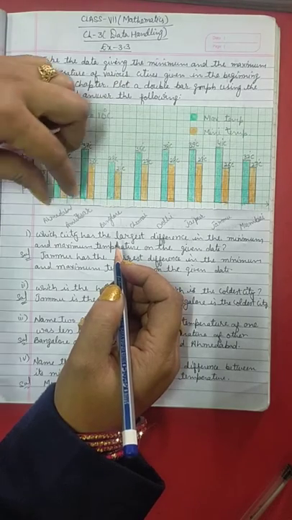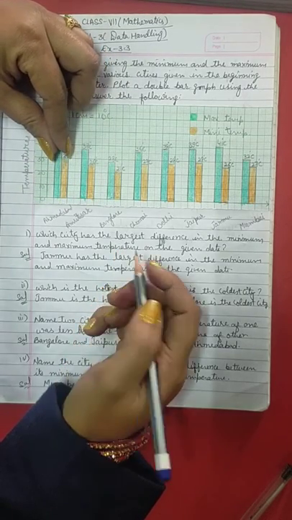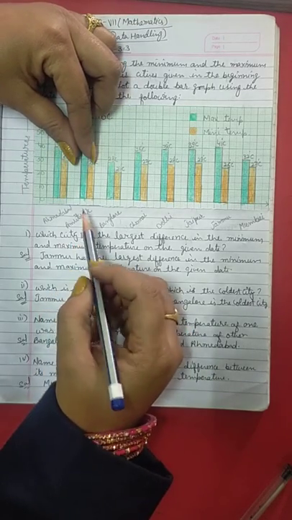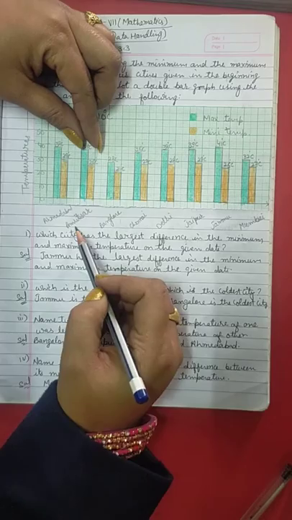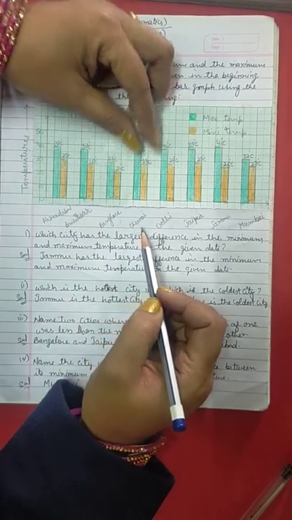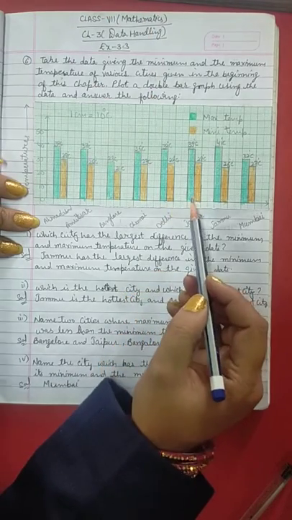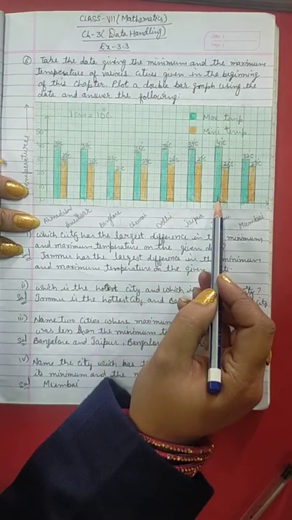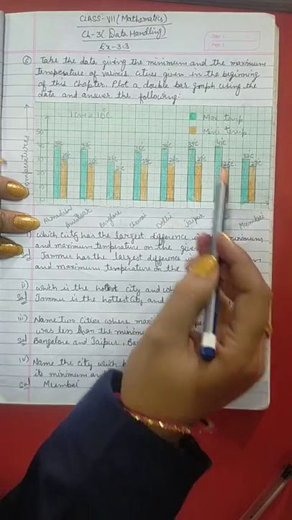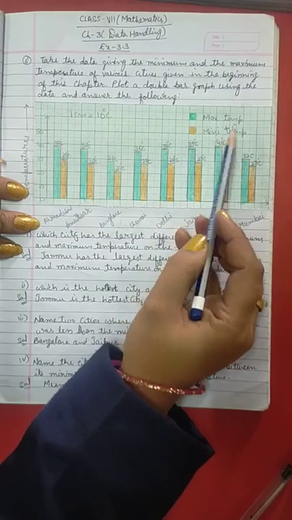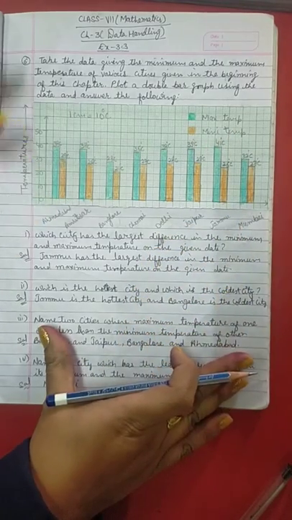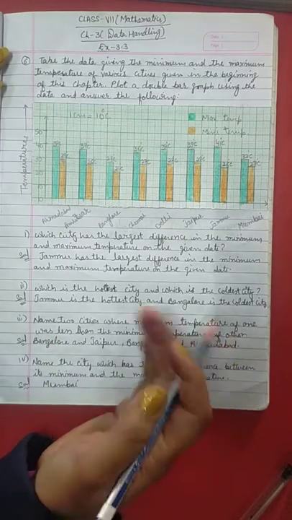See here, these first two bars are representing the maximum and minimum temperature of Ahmedabad, and these are representing Amritsar, and these two bars are representing Bangalore, these are representing Chennai, these are Delhi, these are Jaipur, this is Jammu, and these are representing Mumbai's temperature. Again I am repeating one thing: the green bars are representing maximum temperature and the orange bars are representing minimum temperature here.